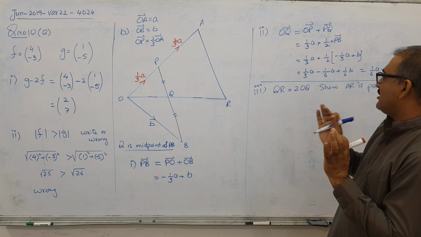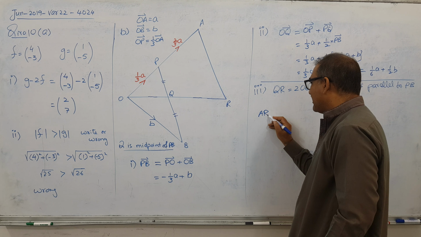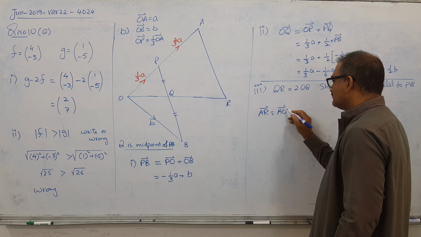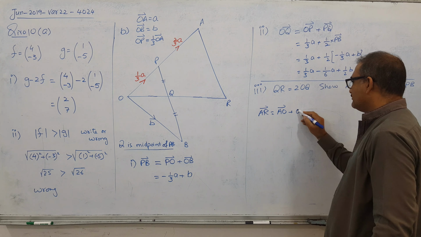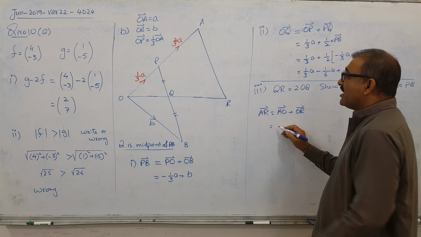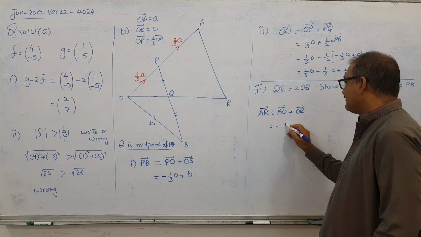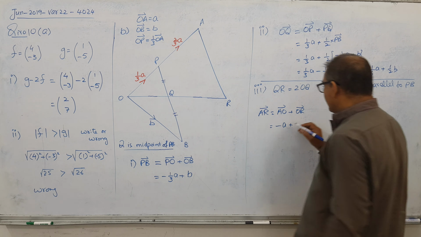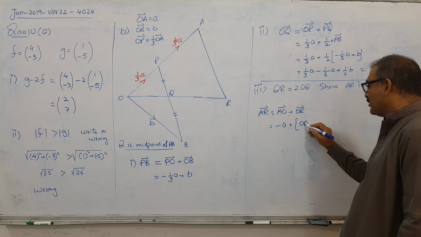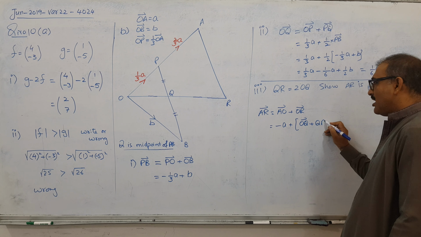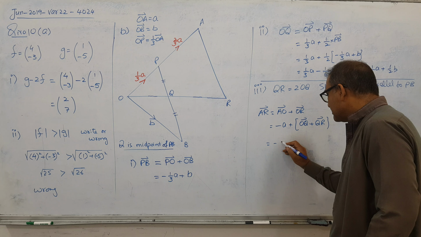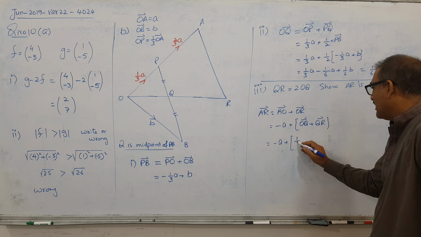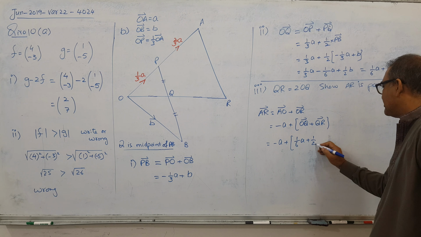So try to get AR. What is AR first? AR path: A to O plus O to R. A to O is negative A, but O to R depends upon two things. This is OQ, I write again here OQ plus QR. OQ, yes, we have 1 by 6A plus 1 by 2B.